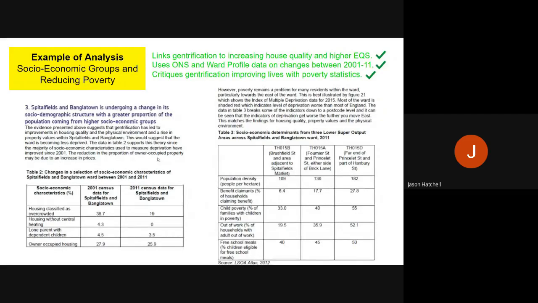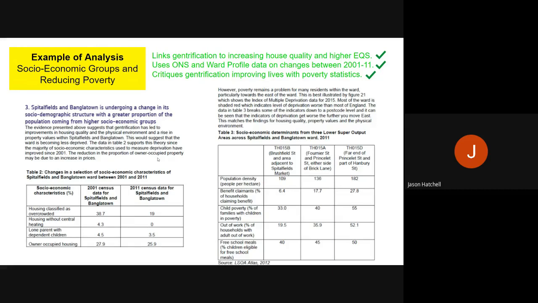And the final example here for you is the third key question that this student carried out, looking at the changes in socioeconomic groups in wealth and reducing poverty. So this is a really good example of how you can use secondary data as well. This student has linked gentrification to housing quality and also to a higher EQS as well. And this student says, as a result of those linked pieces of data that they have carried out, it could be said that the ward is becoming less deprived.